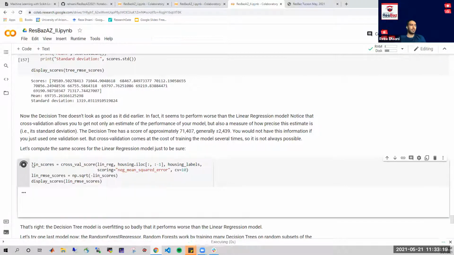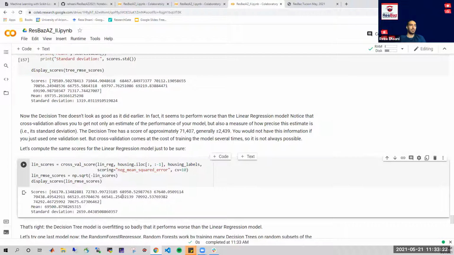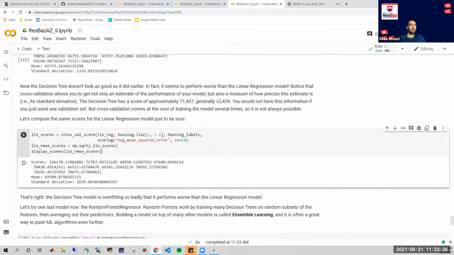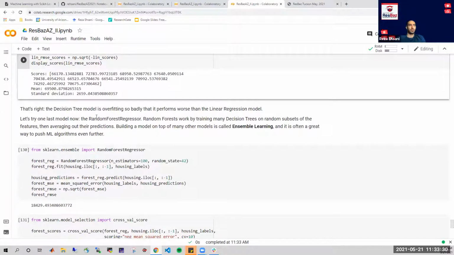If we repeat the process for the linear regression model using cross-validation, we can also see a little increase in the performance of the model. So it was clear that the decision tree was overfitting badly, which causes it to perform worse than the linear regression model.